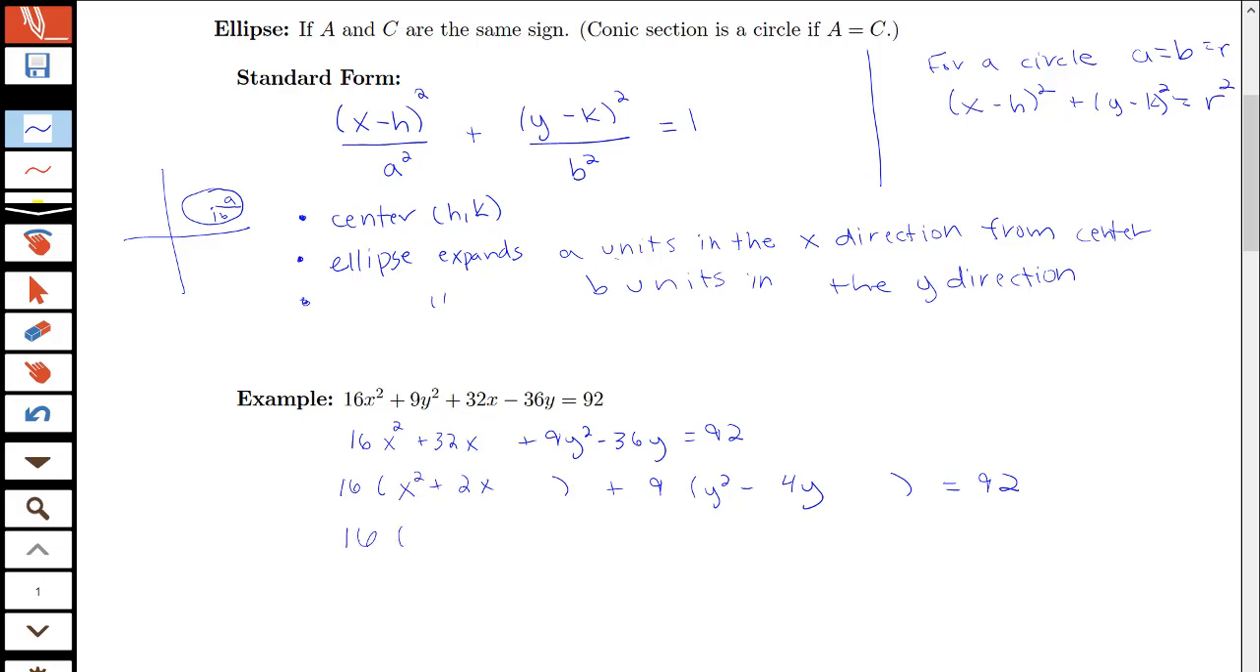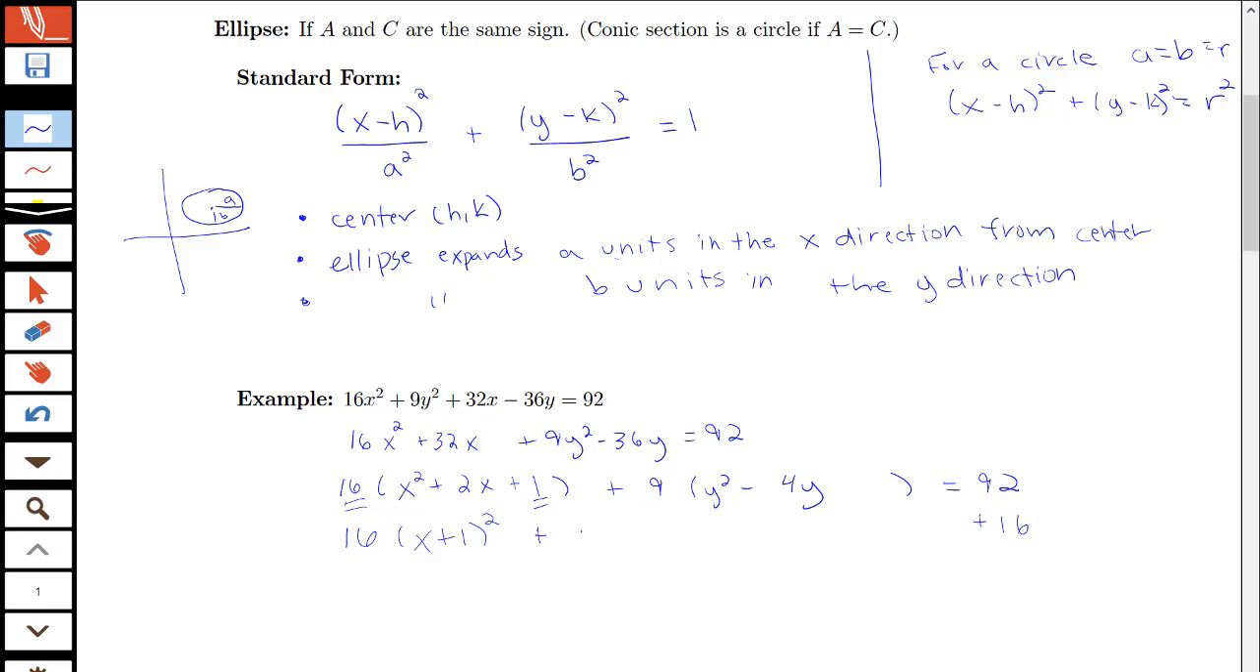So for this x squared plus 2x, to complete the square, I would have x plus 1 squared. Remember, we do half of the middle term for the constant here. Notice that x plus 1 squared would be x squared plus 2x plus 1. So what I've essentially done here is add 16 to the left-hand side, so I'm going to need to add 16 to the right-hand side as well.